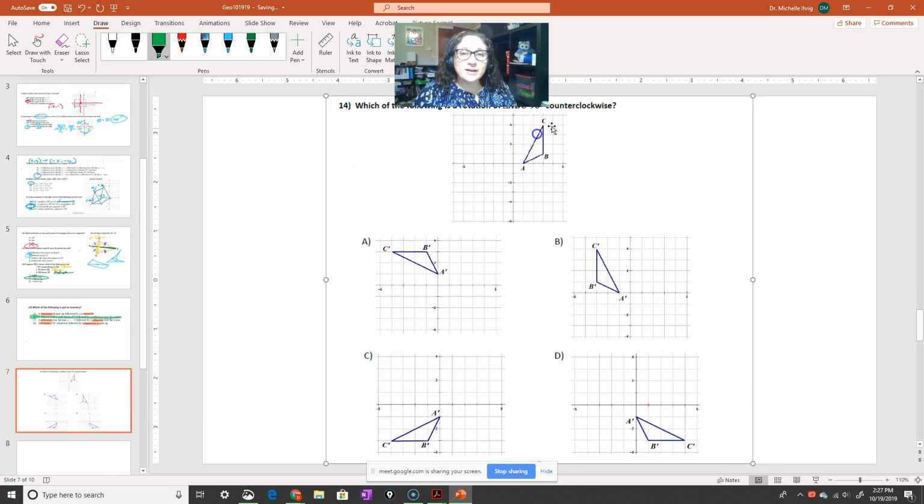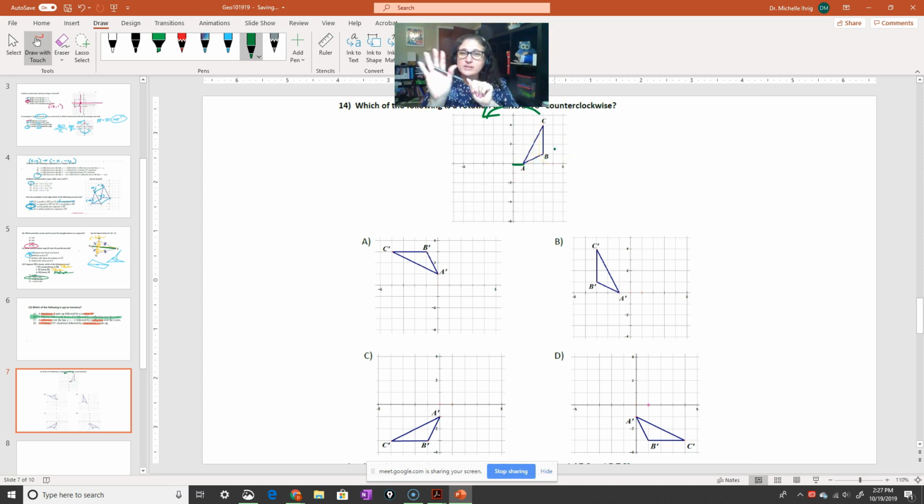Which of the following is a rotation of ABC 90 degrees counterclockwise? Counterclockwise means that when we do our rotation, we're going to be moving the opposite direction of a clock. So this point right here is 0, 1 or 1, 0. So when we flip it, we get 0, 1. So this point will be right here.